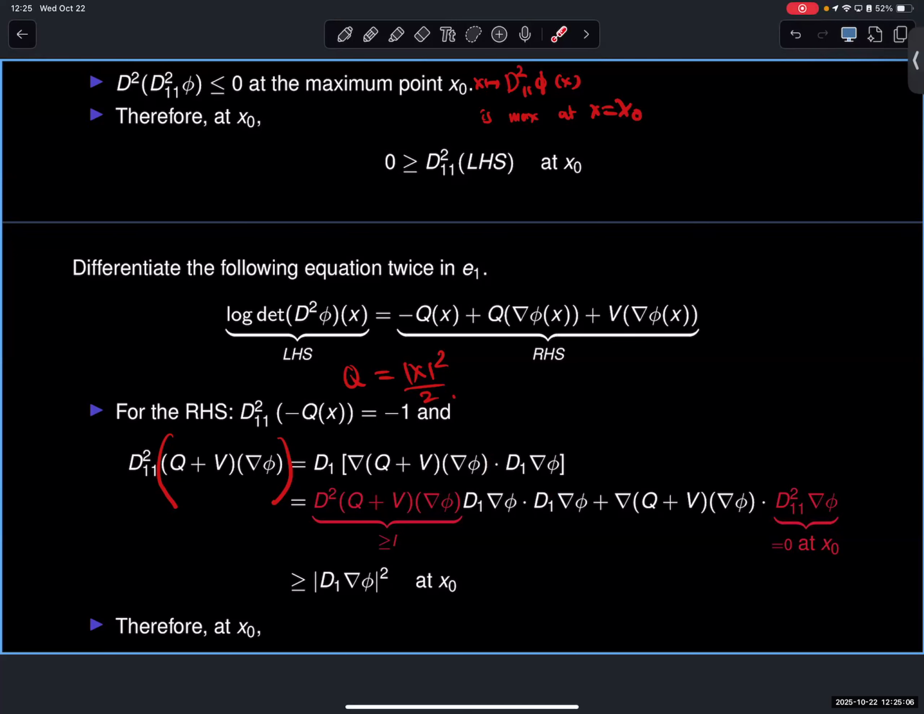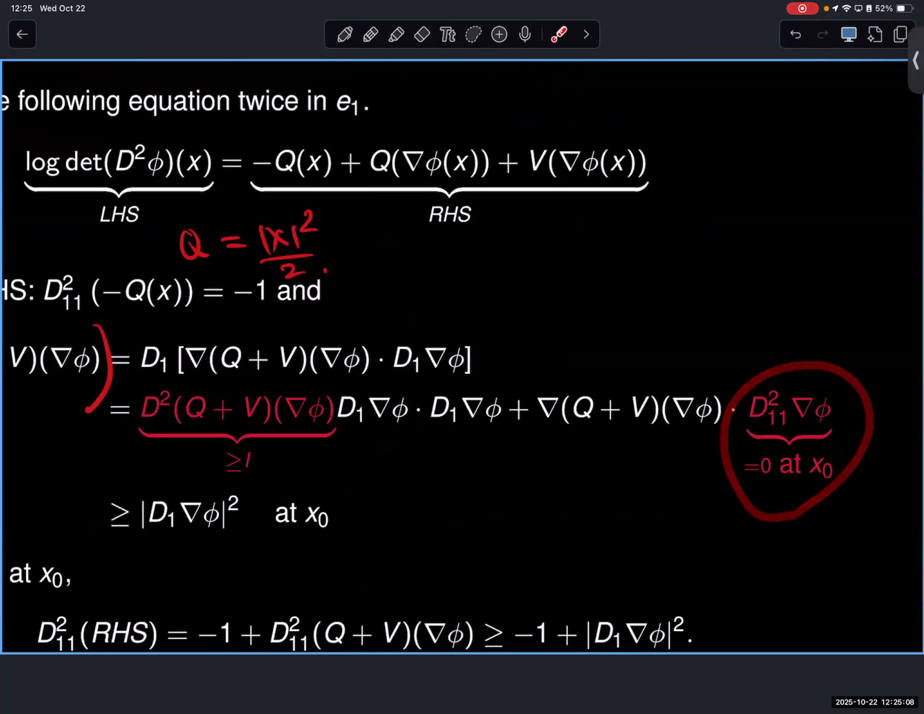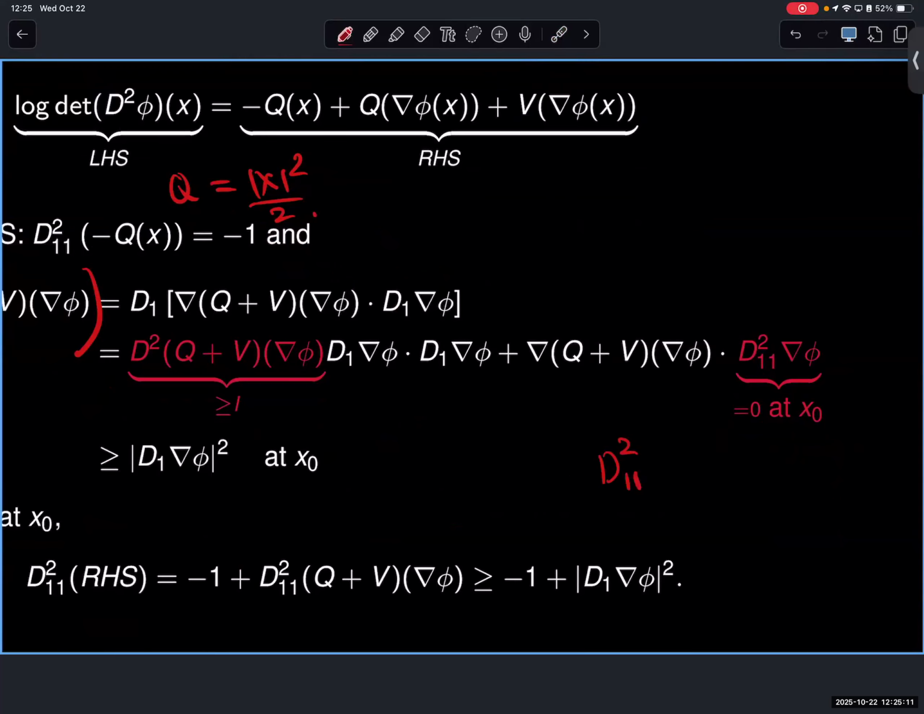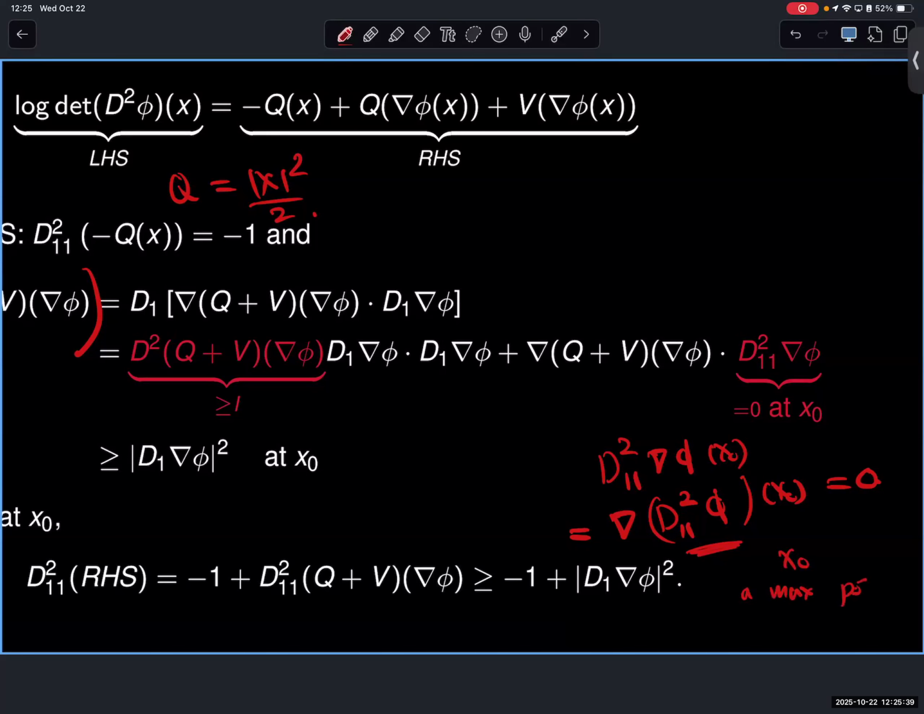And then here, the second derivative in one of the gradient of phi is the same as the gradient of phi of the Hessian, the second derivative of phi, right? You can just exchange the order of the derivatives. But this quantity is maximized at x0, so its derivative at x0 is just 0 because it's a maximum at x0. So this part is gone at x0.